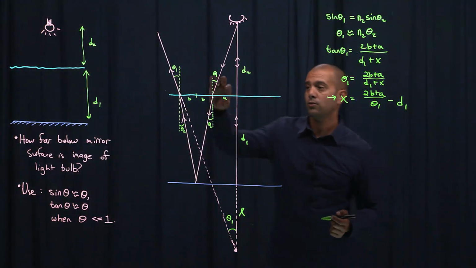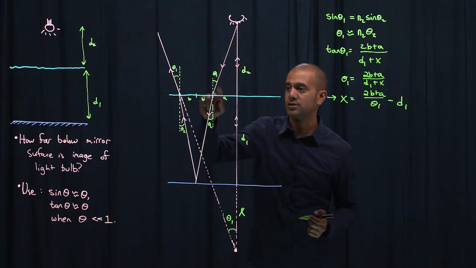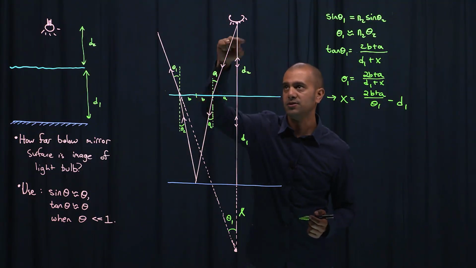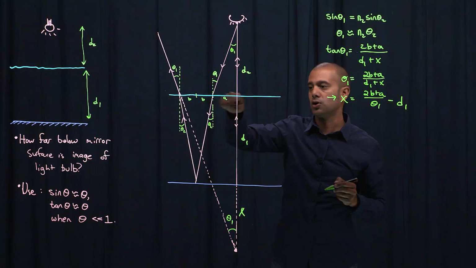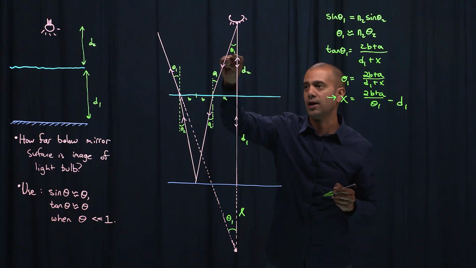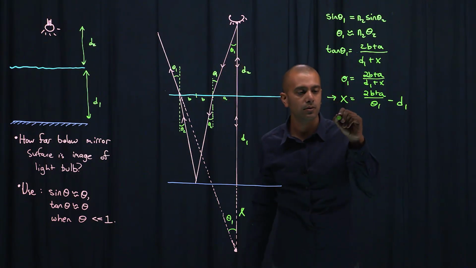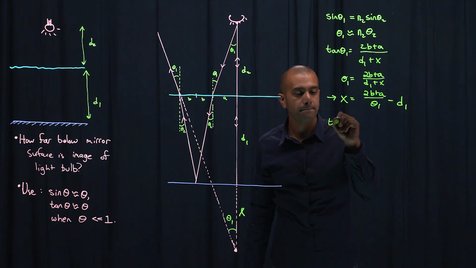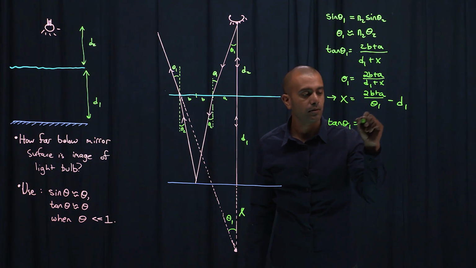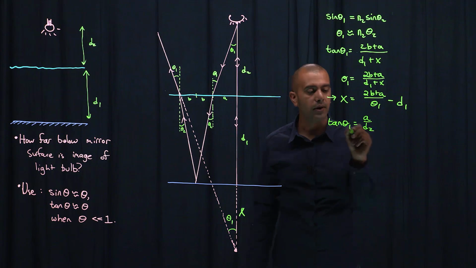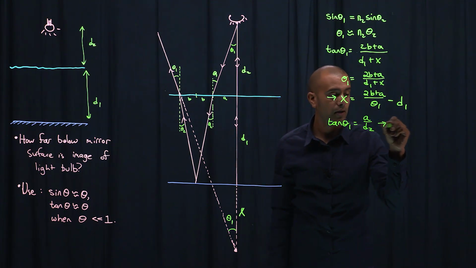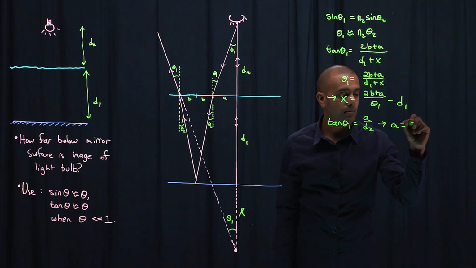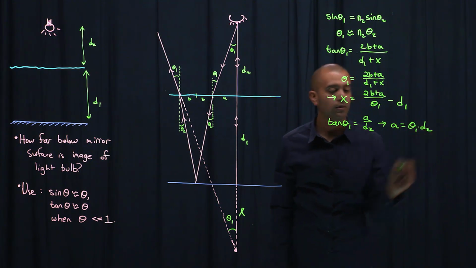To find a, we're going to use this triangle right here. Notice that this angle is theta 1, which means this angle is theta 1. Okay, so applying trigonometry on this triangle, you're going to have the tangent of theta 1 is a over d2. And then again, we can use a small angle approximation to just make this theta 1. So if I solve for a, I get a is theta 1 times d2.